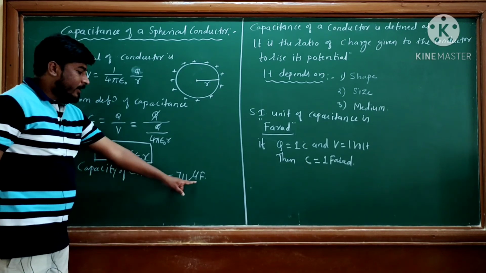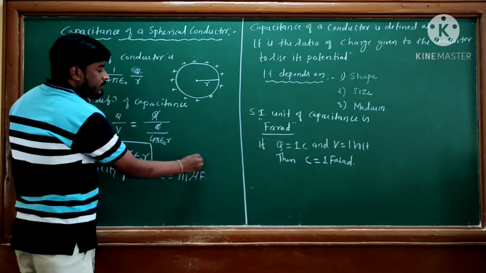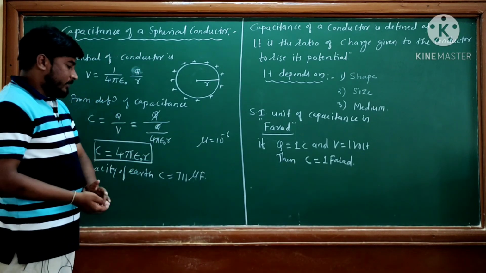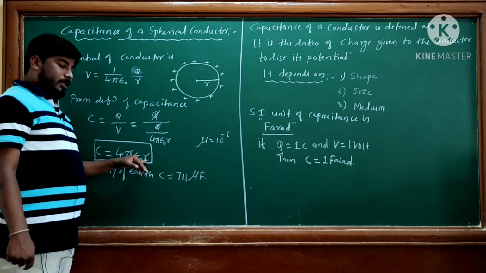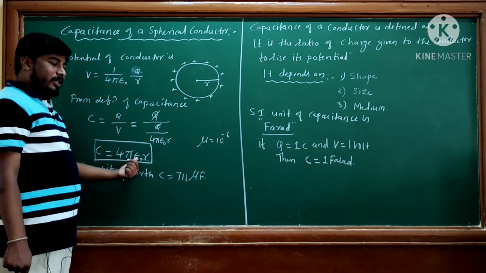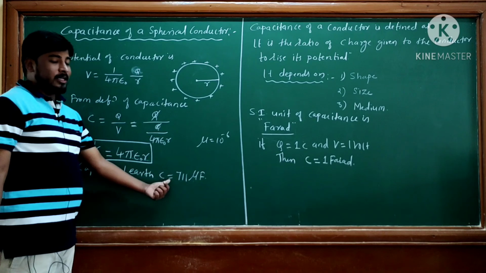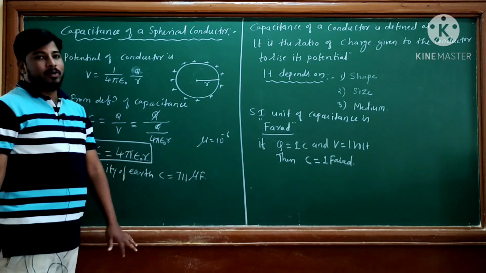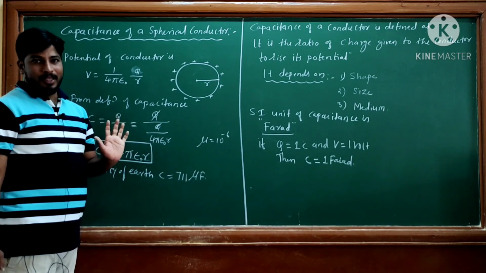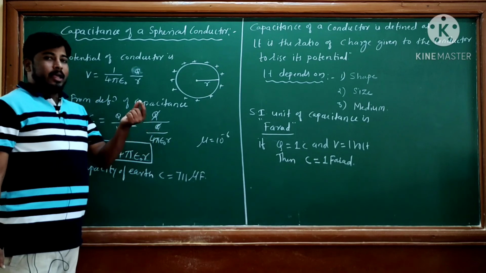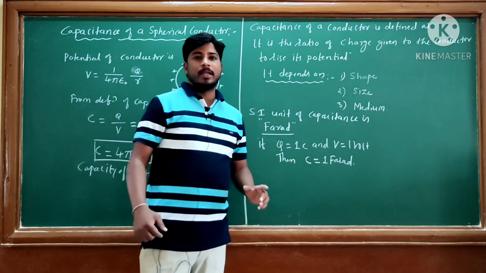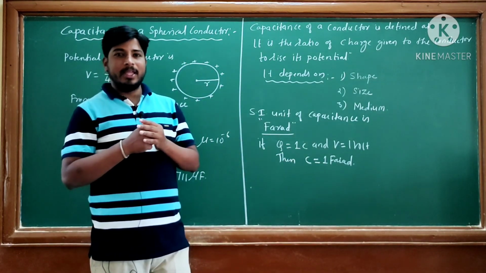711 microfarad. Micro means 10 to the power minus 6. So when I substitute the radius of the earth in this equation, and after substituting all the constant values here, I get the capacity of the earth, that is C is equal to 711 microfarad. This micro looks very small here, but in practice 1 farad is a very large unit.